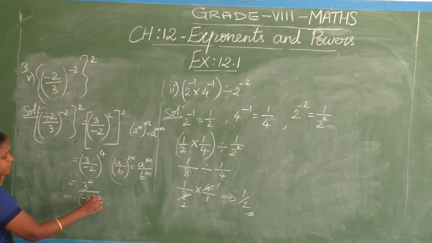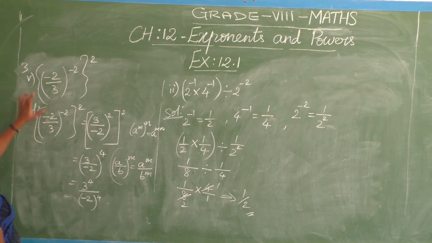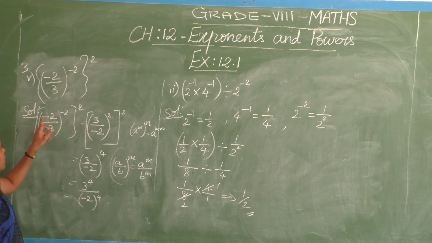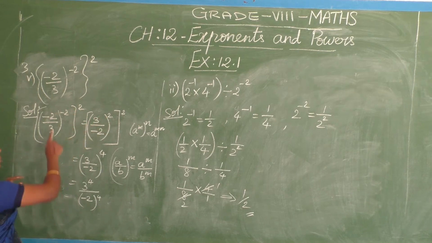Okay. Up to this, what did I do? In question A, the base itself is a fraction with a negative power, and for that there is one more power. Power of a power. Clear? So first, consider the inner part. Our motive is to change this negative power into a positive power. For that, use the reciprocal, you know the formula. So at that time I wrote (minus 2 by 3) the whole power minus 2 as (3 by minus 2) the whole power plus 2.